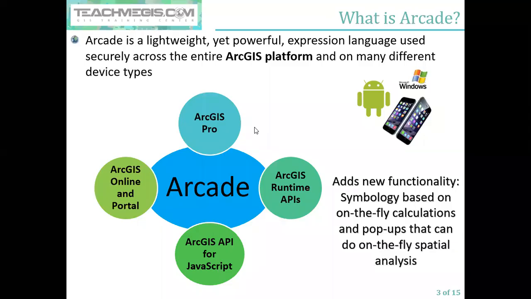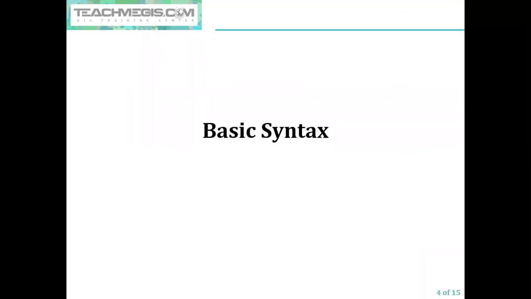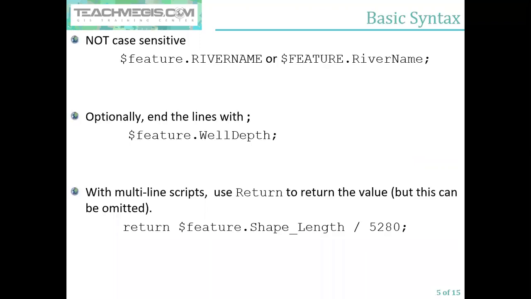So we can use Arcade in our normal places like label expressions and field calculations, but we also can use it for fancy symbology and configuring pop-ups. Let's look at the basic syntax before we go any further. First of all, Arcade is not case sensitive, and you'll usually see a semicolon at the end of the lines of code, but it's actually optional on one-liners. If your script involves multiple lines of code, like an if-then expression would, then you use the word return to pass the final values back to the calling routine, back to the pop-up, the label, the field calculation, or the symbology.